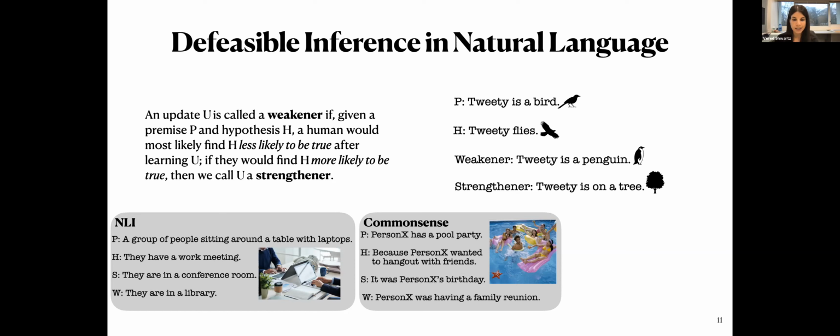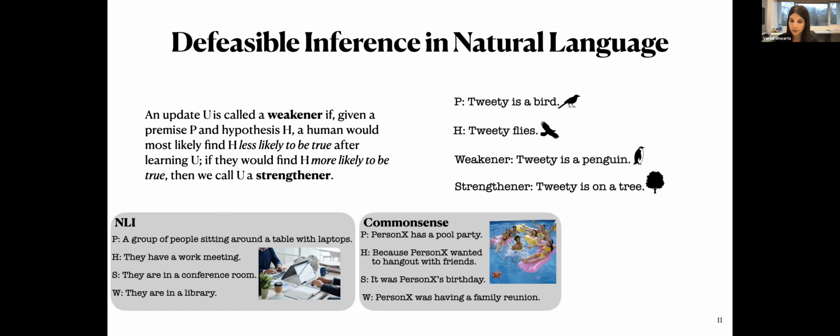So person X has a pool party, which might entail that it's because person X wanted to hang out with friends. And then a strengthener would be something like it was person X's birthday, but a weakener could be something like person X was having a family reunion. So they're not meeting with friends, they're meeting with family.